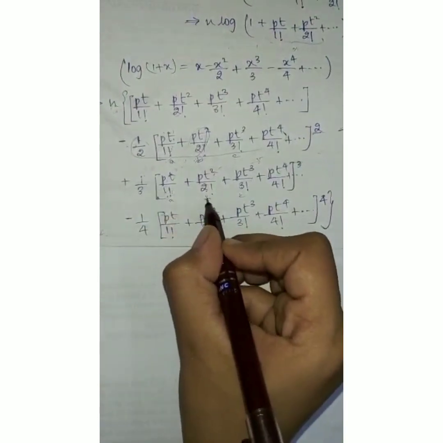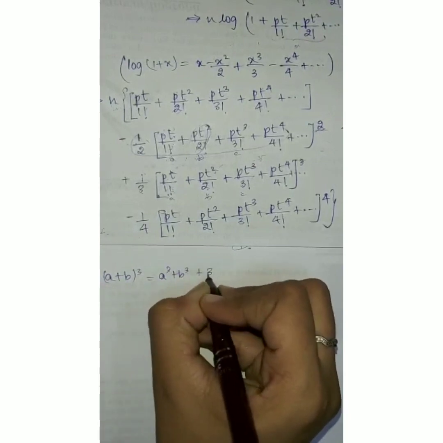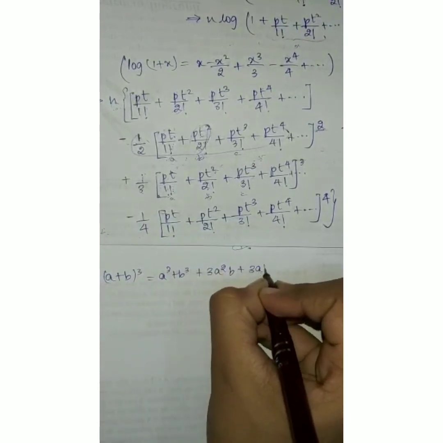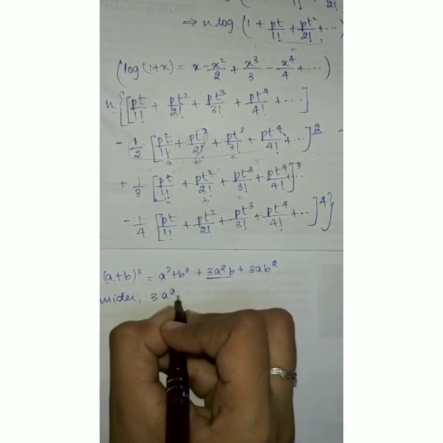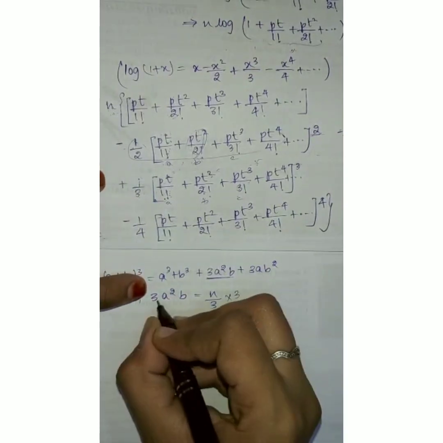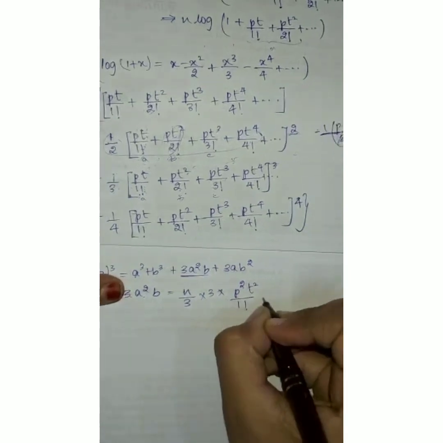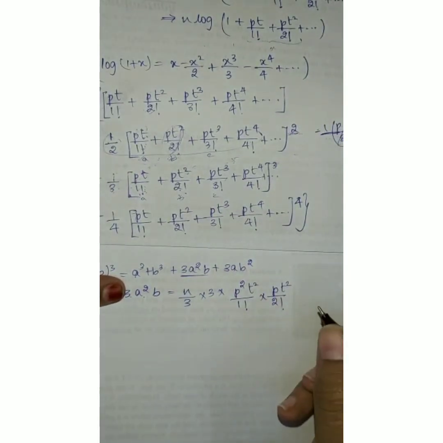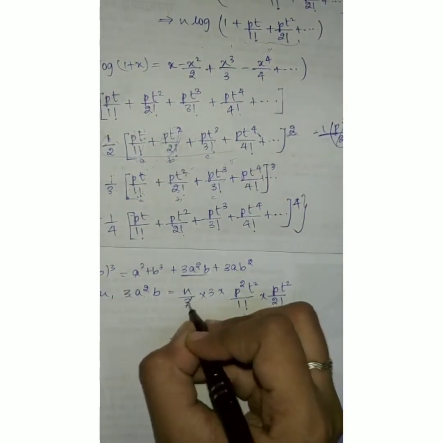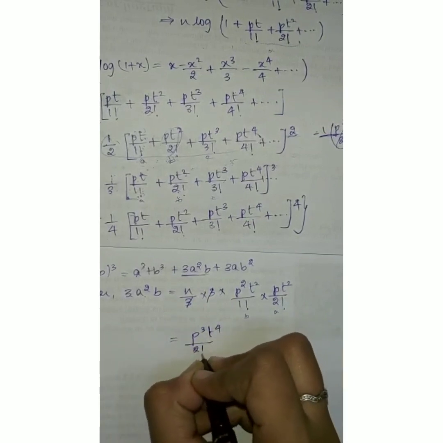Then from the last term we consider a plus b the whole cube formula, that is equal to a cube plus b cube plus 3a square b plus 3ab square, and considering a square b because it gives you t power 4, that is equal to n by 3 into 3 into p square t square by 1 factorial into pt square by 2 factorial. 3 and 3 get cancelled and becomes p cube t power 4 by 2 factorial.